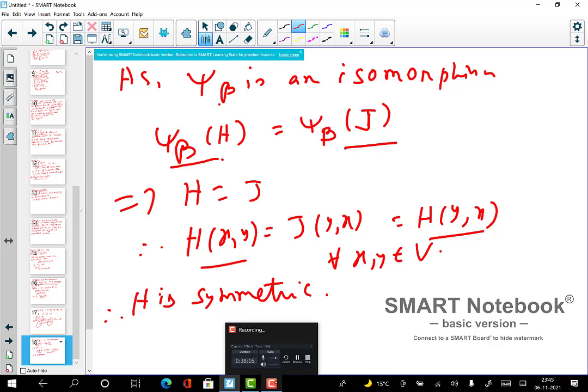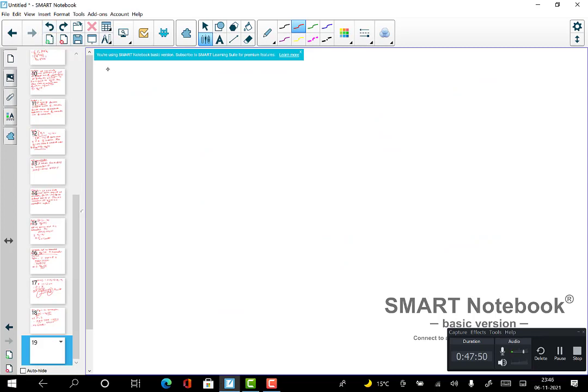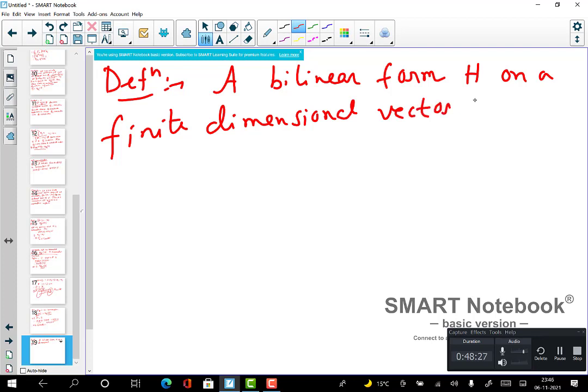Okay, so we will discuss one more concept and stop for today. And this concept is diagonalizability. So let us define. We say that a bilinear form H on a finite dimensional vector space V is called diagonalizable.